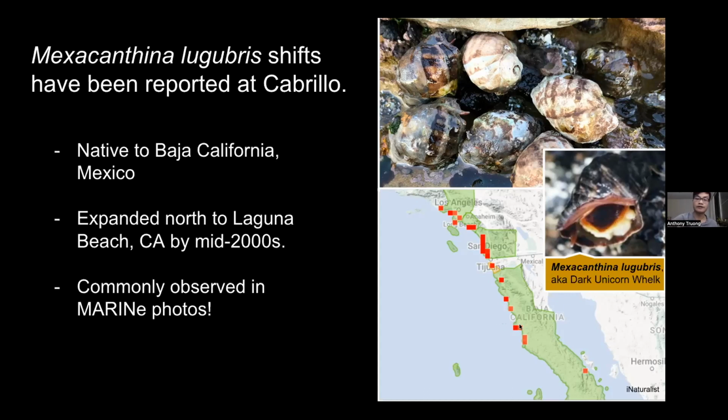However, as the temperature has warmed, we believe that that has been correlated with their observed shift by the mid 2000s past Laguna Beach in California. So now they're in Southern California. And we've observed them at Cabrillo via the marine photos and by people going down and observing and picking up shells and being like, hey, this wasn't here before.